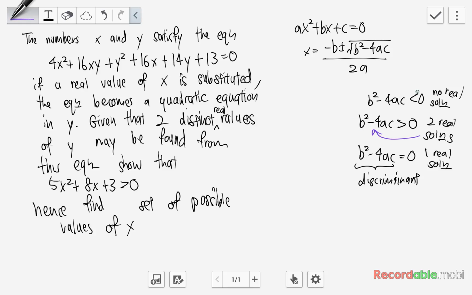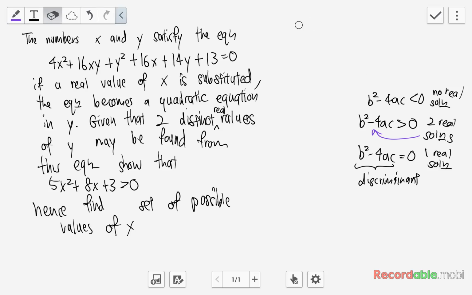But before we are able to apply this, we must know what our a, b and c are in this case. They say that when the real value of x is substituted, the equation becomes a quadratic equation in y. So we must reform this equation into a quadratic equation in y. How do I do that? I just group all the y squared terms together. There's no other y squared term, so I have y squared, and my a in this case is 1.